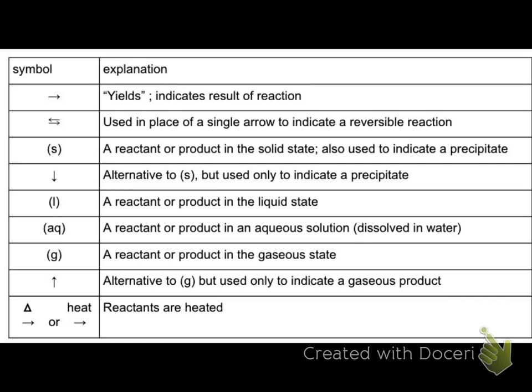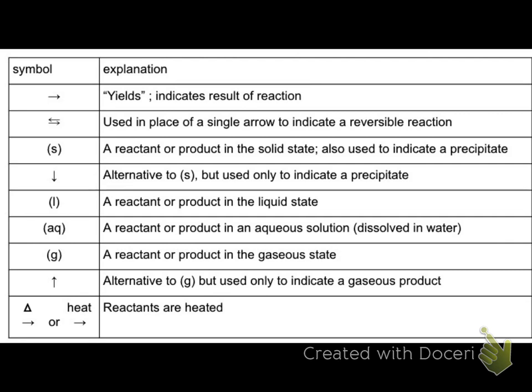And then if you have an arrow in the middle of your equation, it still means that that is where the reaction is taking place and that it's yielding these products. But if it has that delta symbol over top of it or the word heat over top of it, they are telling you that in order to make this reaction happen, you have to heat the reactants.